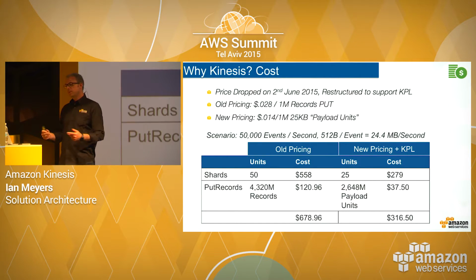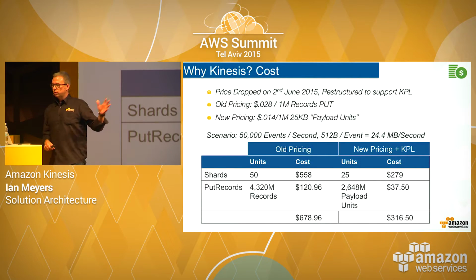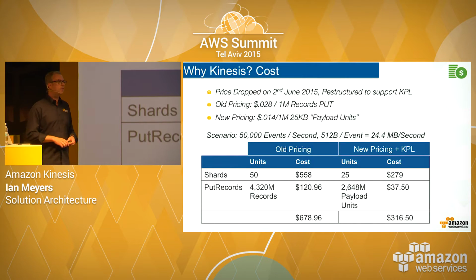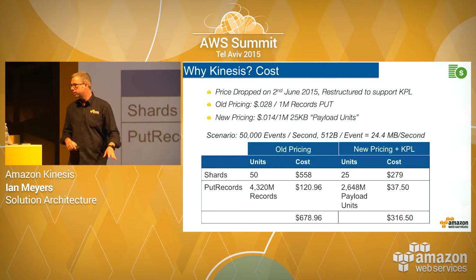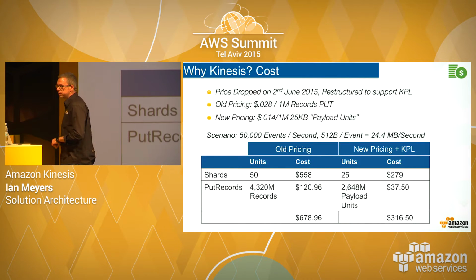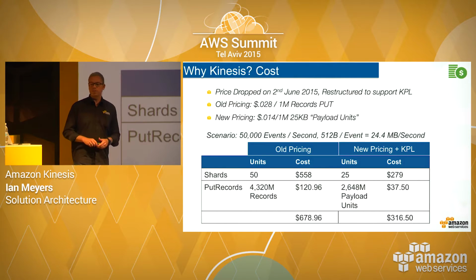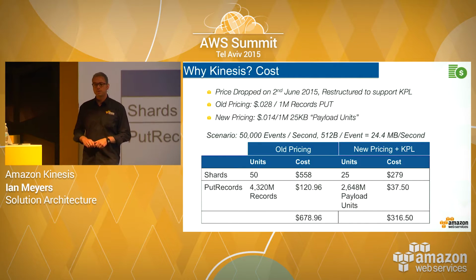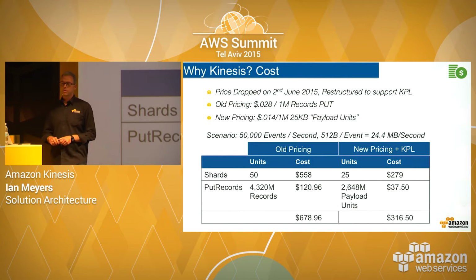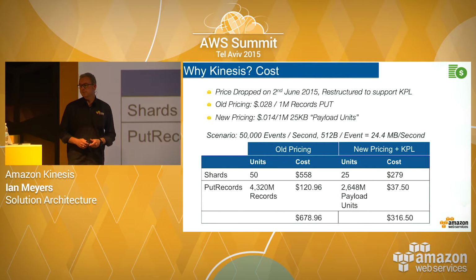Payload units are admittedly a little bit difficult to imagine, so I've given you an example of 50,000 TPS running at 50,000 TPS for an entire month. The old price would have been $678, and now with KPL-based aggregation on a 512 byte event, it will cost us only $300. So it's about a 50% price reduction for an infrastructure that will scale up and down as needed.